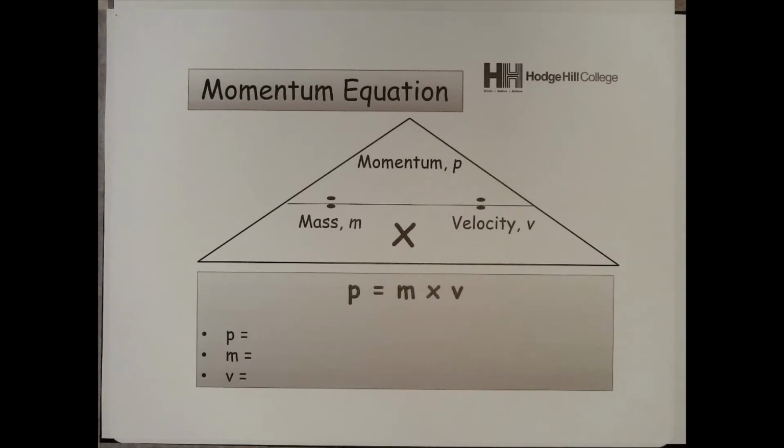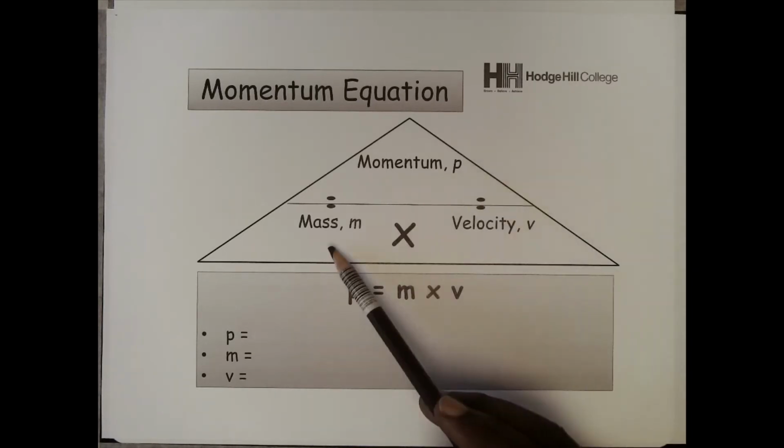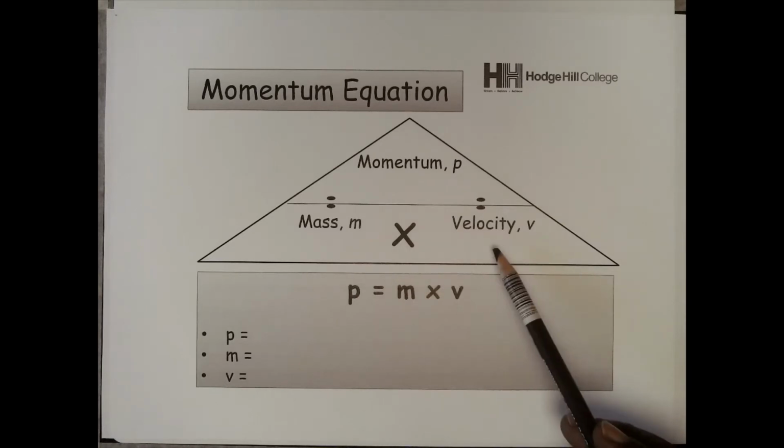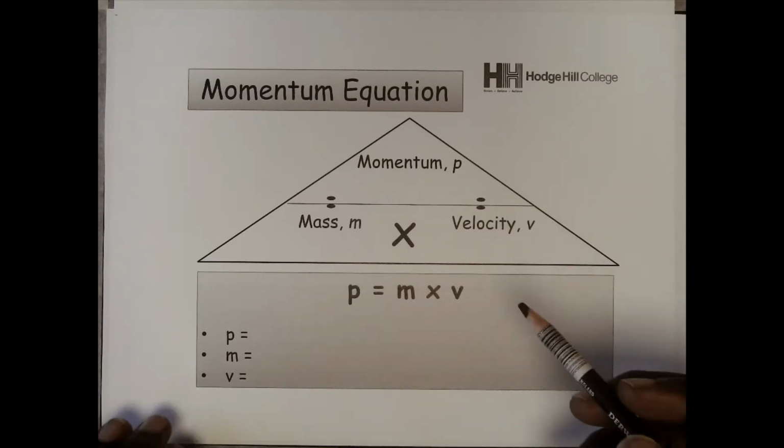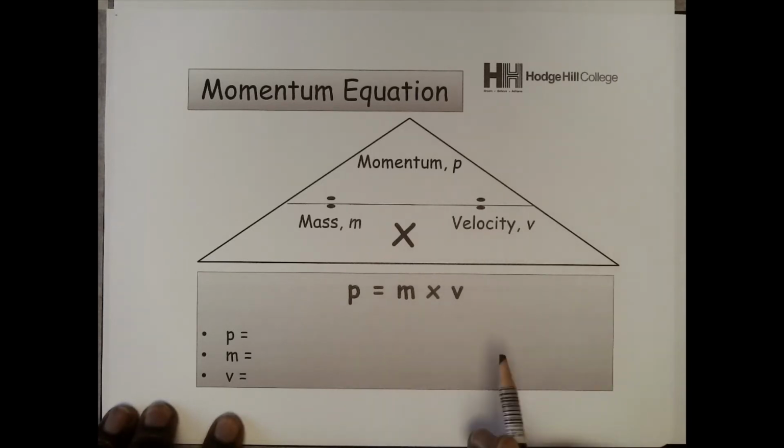Momentum is the strength or force something has when it is in motion or when it is moving. Now, momentum is given by this formula triangle. So we have momentum at the top, mass and velocity at the bottom. So essentially, we can write other equations from this triangle.